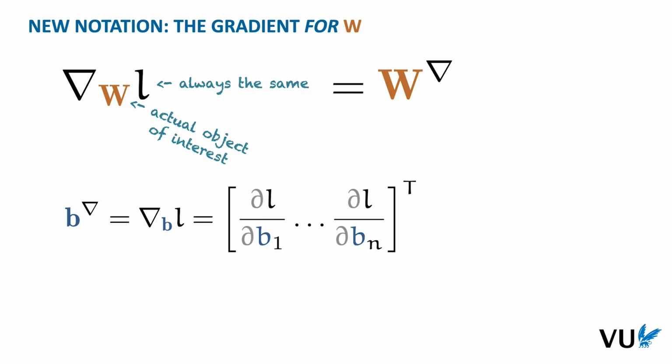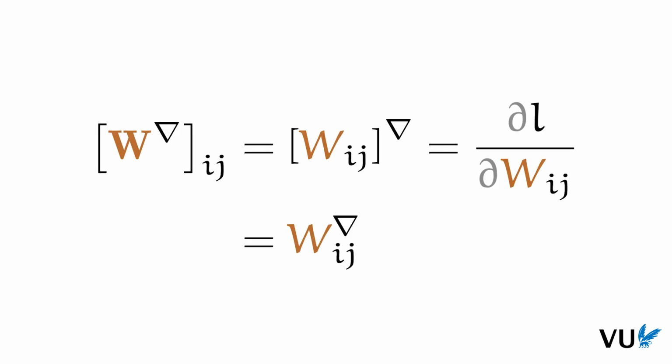The notation works the same for vectors. b nabla represents the gradient of the loss with respect to all the elements of b, and it's a vector of the exact same shape as b. And even for scalars, we can also apply the nabla operator. It simply refers to the single scalar derivative of the loss with respect to scalar y. When we refer to a single element of the gradient, we will follow our convention for matrices and use the non-bold version of its letter. Element ij of the gradient of W is the same as the gradient for element ij of W.